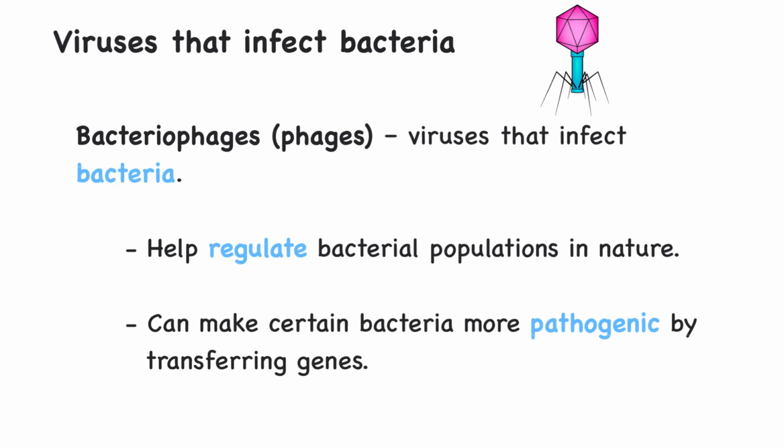Now let's shift to another important group of viruses called bacteriophages, or simply phages. These are viruses that specifically infect bacteria. Bacteriophages are incredibly important in microbiology. Not only do they help regulate bacterial populations in nature, but they can also make certain bacteria more dangerous to humans by transferring genes that increase virulence or antibiotic resistance. They also play a major role in gene exchange between bacteria and in shaping entire microbial ecosystems.